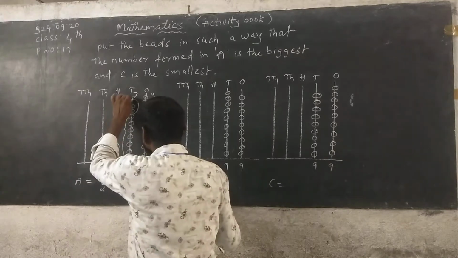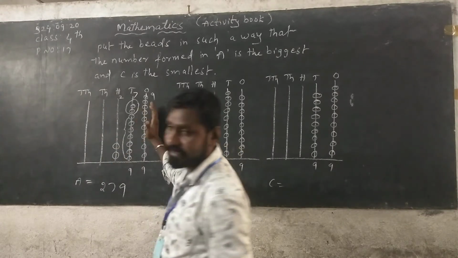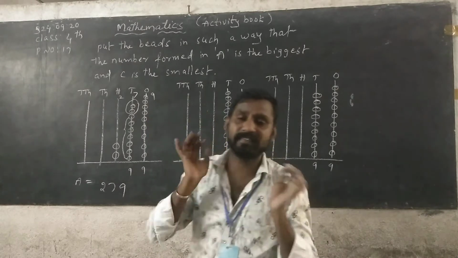You have arranged 9 beads here. You have arranged 9 beads here. So the total number is 99. So the condition is not satisfied.